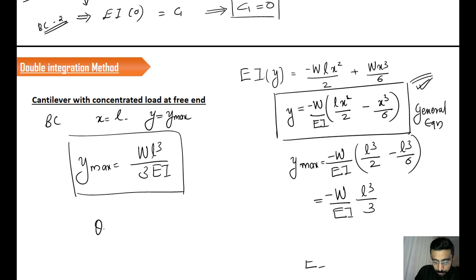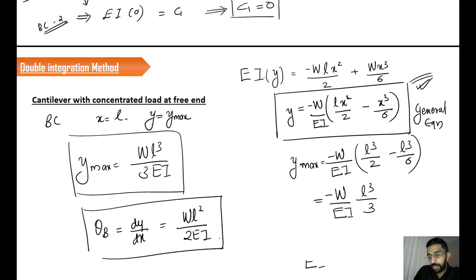Similarly, for theta, the maximum slope is theta B. It is nothing but dy by dx. So if I substitute x is equal to L, the value I am going to get is w L square divided by 2 EI. You might be wondering why I have neglected the negative sign. Deflection means it's a distance, right? Displacement. We cannot have a negative displacement. So that's why I neglected the negative sign. So these are the equations you should keep in your mind.